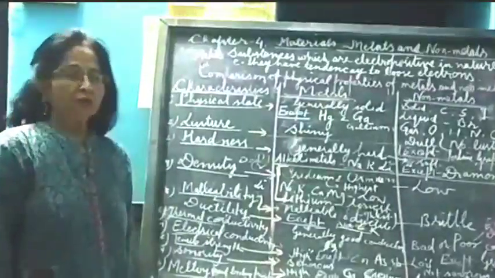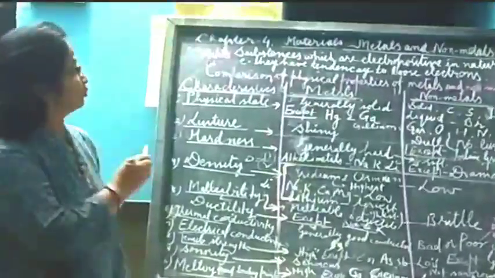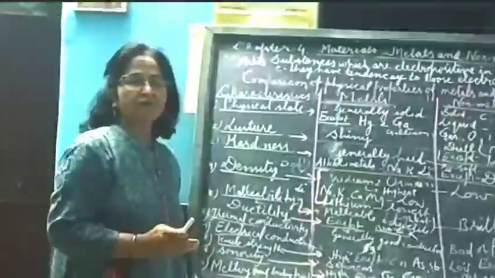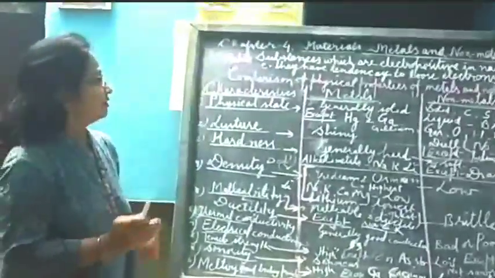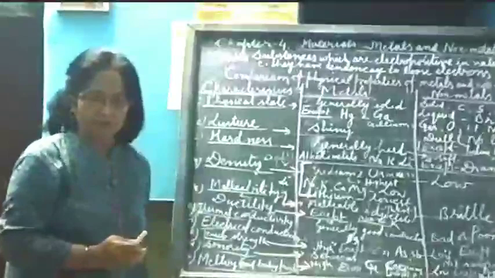Hello everyone, today again we are here with chapter 4 and the name of the chapter is metals and non-metals. In the previous video, I discussed the physical properties of metals. Today, I will differentiate metals and non-metals on the basis of their physical properties.